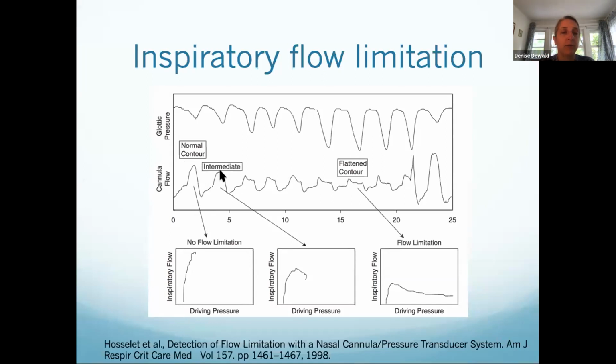And then you can have a situation of intermediate flow limitation right here, which actually looks pretty normal because you kind of have a sinusoidal shape, but it's not. At this point, we have the driving pressure here, but the flow is starting to decrease with increased driving pressure. So instead of going all the way up, it's bottoming out. And now when you have this very flattened contour, this is very severe flow limitation. You're not getting anywhere. You have a low flow despite high pressure that's trying to drive it.